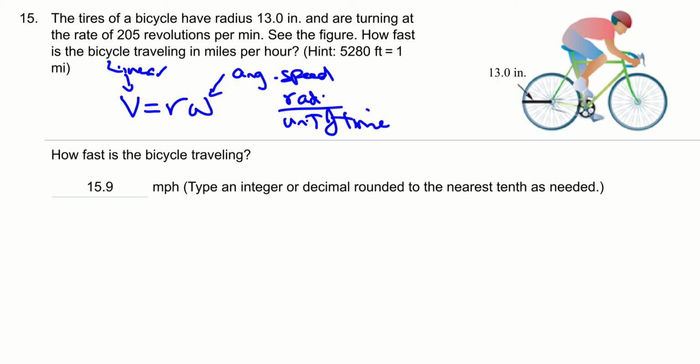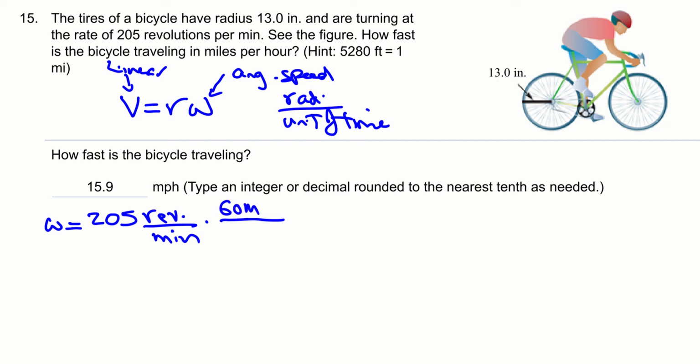So the first thing we're going to do is take the angular speed which we're given. In this case, the wheels of the bike are moving at 205 revolutions per minute. So just to get an overview, we know the wheels are 13 inches. We know the revolution speed of the wheels, and we want to find the linear speed in miles per hour. So first we're going to take that in radians per unit of time. And we want hours, so let's take care of that right away.